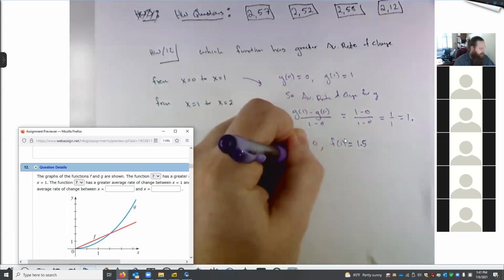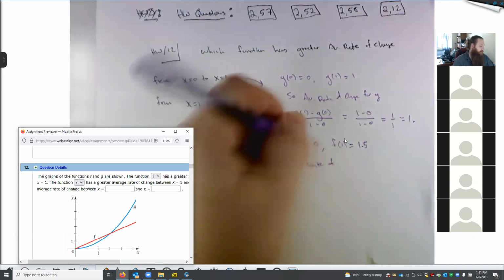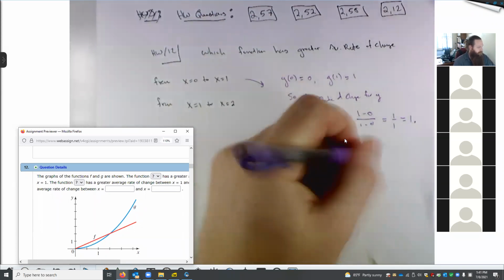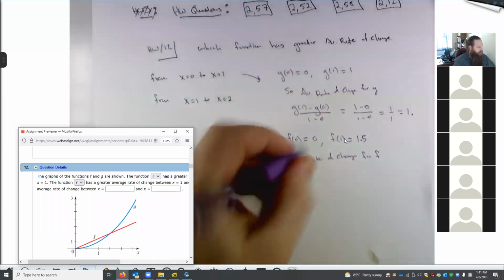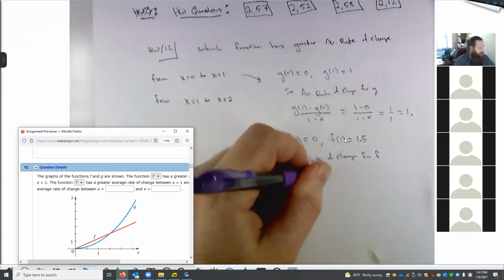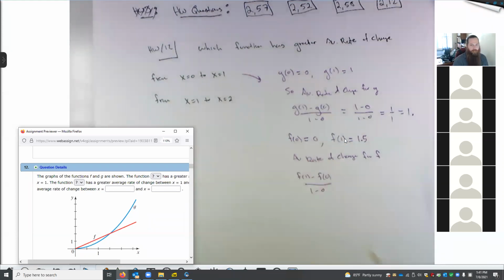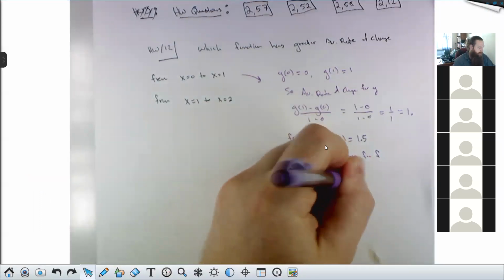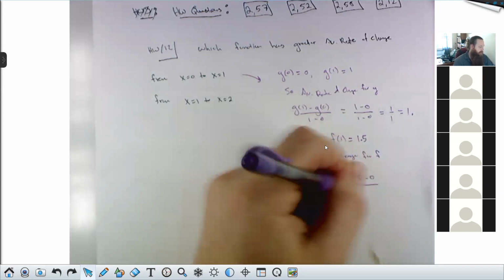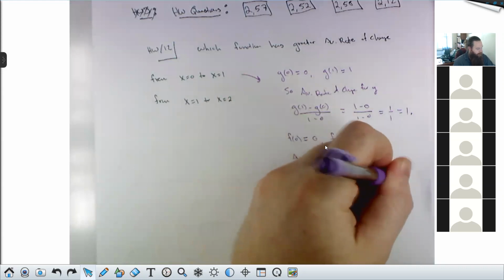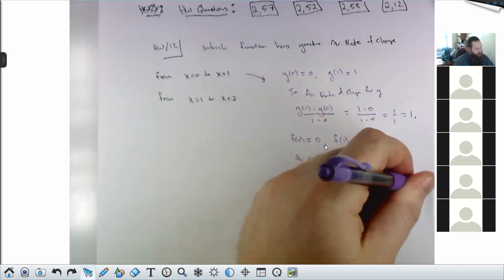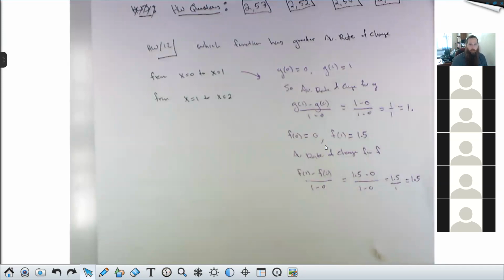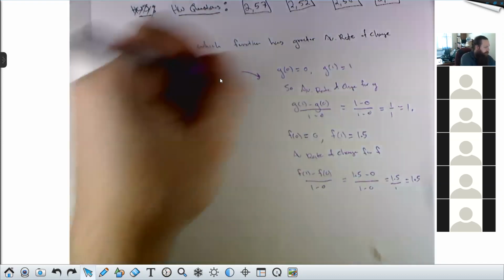So the average rate of change for f, again just from 0 to 1, is f of 1 minus f of 0 over 1 minus 0. We said f of 1 is about 1.5 and f of 0 is 0. So the numerator is 1.5 minus 0, and the denominator is still 1 minus 0. So that's 1.5 over 1, which is 1.5. If you want to be quantitative about it, if you want numbers you can compare, we can actually estimate these average rates of change pretty well. So from 0 to 1, f of x has the greater rate of change.